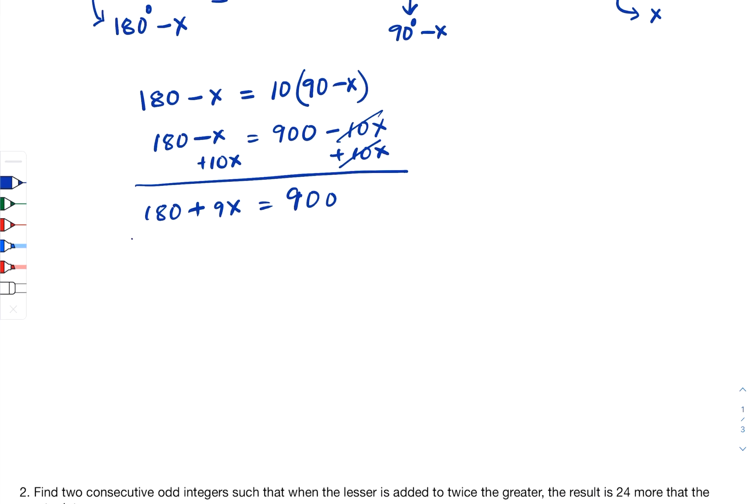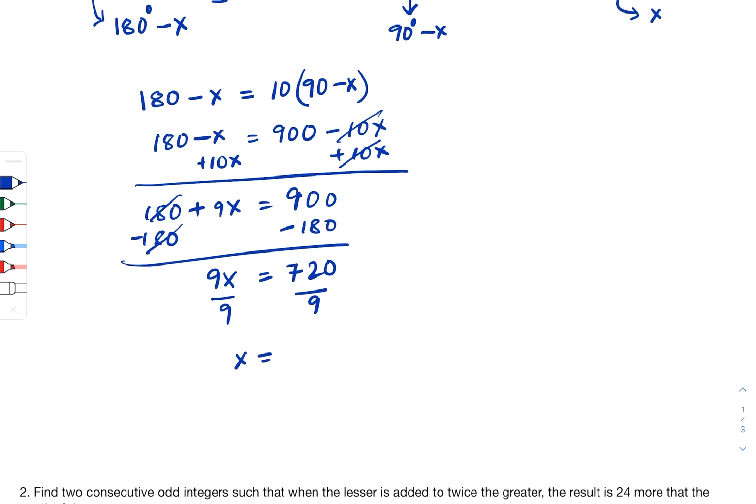All right, and then I'm going to subtract 180 from the left and the right. Gives me 9x is equal to 720 on the right. Okay, now if I divide both sides by 9, I get x is equal to 80. So x is equal to 80 degrees.